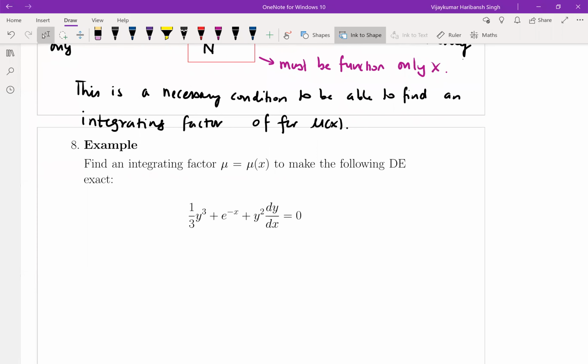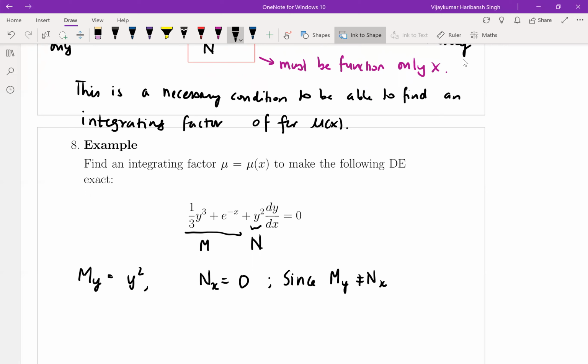So here again, this part is your M and this part is your N. Let's see, first of all, is this differential equation exact? We have M_y, the partial derivative of this with respect to y, which is y squared, and the partial derivative of N with respect to x: the derivative of y squared with respect to x is 0. Since M_y is not equal to N_x, the differential equation is not exact.